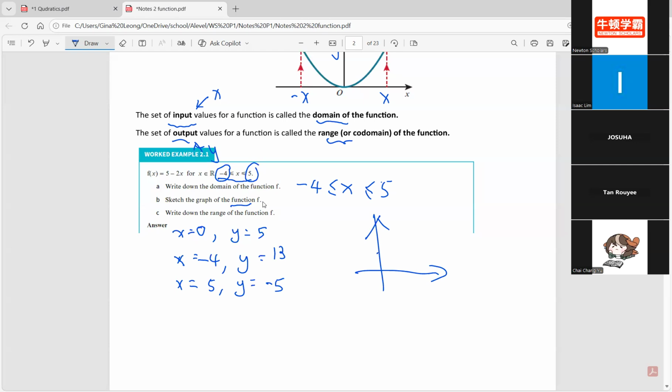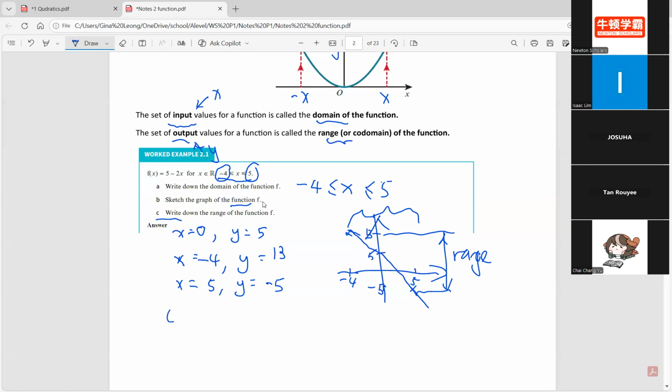So this point is (-4, 13), and this one is (0, 5), then here is (5, -5). It's a straight line. So this one is my range, and here is my domain. Here he asks you to get your range.